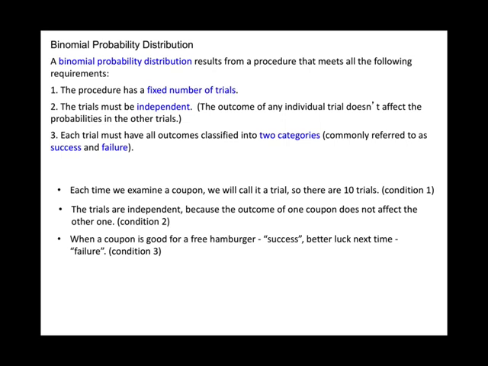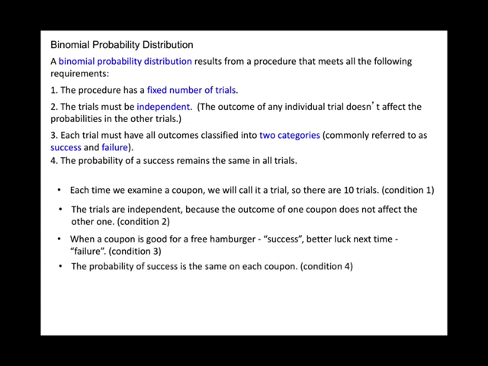Last one, the probability of success remains the same in all trials. So each coupon has the same percentage to win the free burger. Make sure you remember these 4 requirements. If the example fulfills these 4 requirements, we consider this a binomial probability distribution.